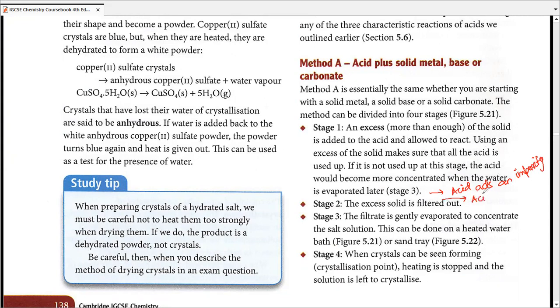Secondly, acid might attack filter paper slash apparatus. These are the two reasons because of which we specifically take excessive solid and less amount of acid and make sure all of the acid has reacted.